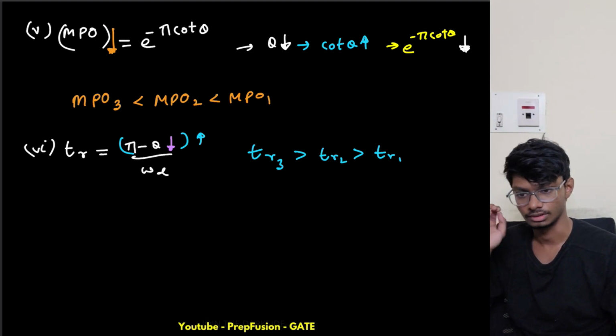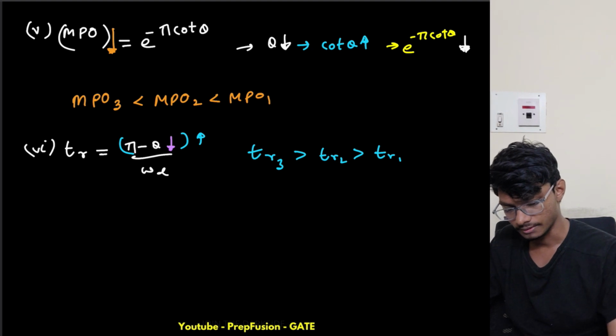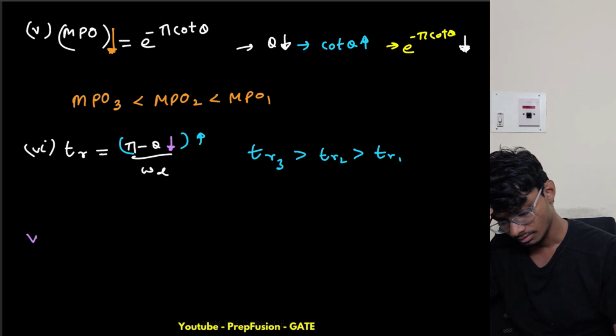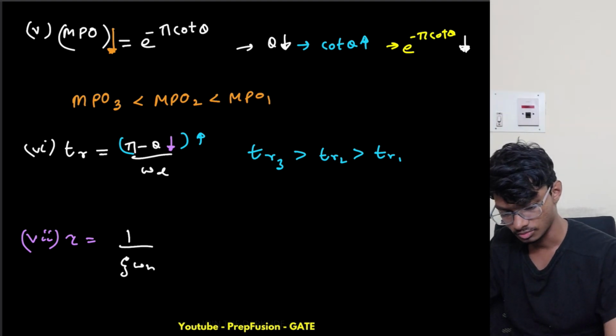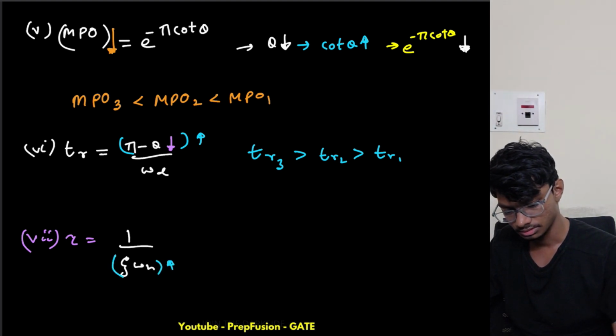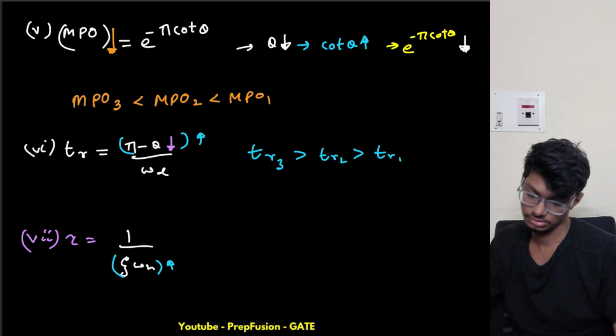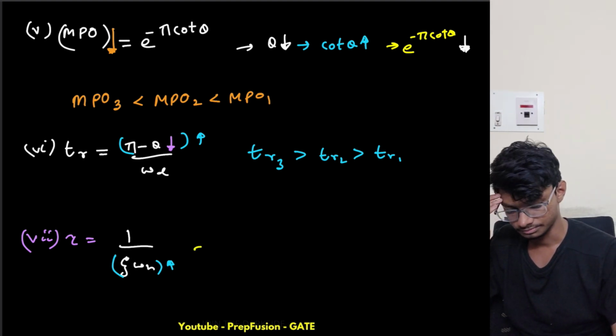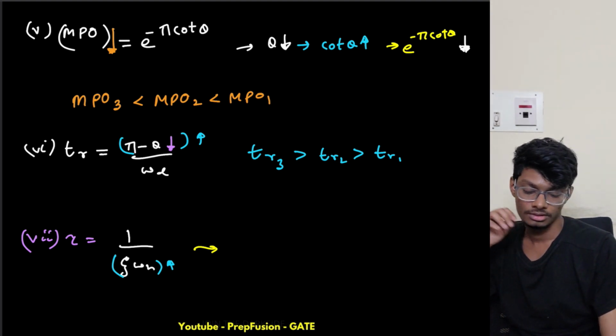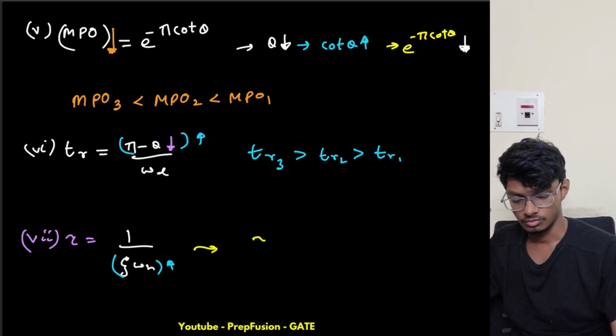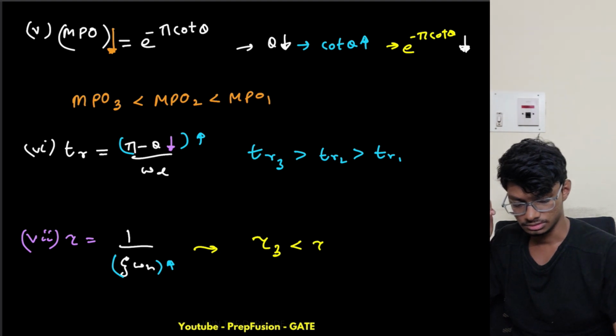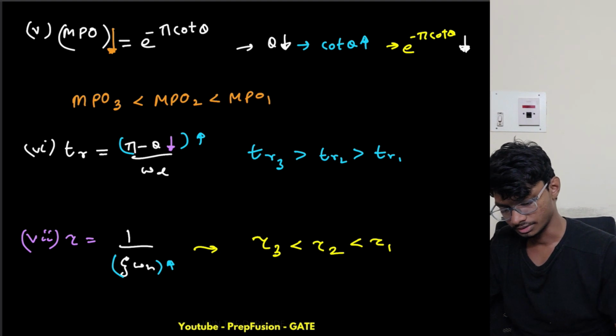Now, what about the time constant? Tau is basically 1 upon zeta omega n, right? Now my zeta omega n is increasing. So if my zeta omega n is increasing, my tau will reduce, so tau 3 is less than tau 2 is less than tau 1. So that is basically my zeta omega n.